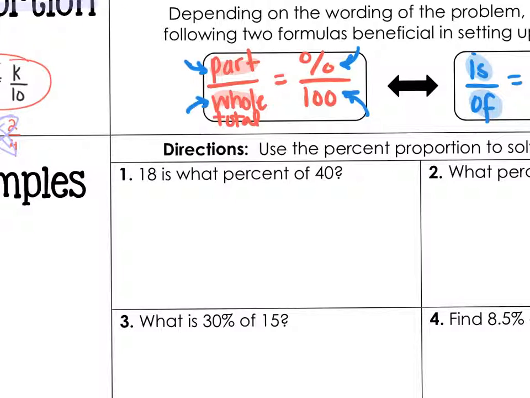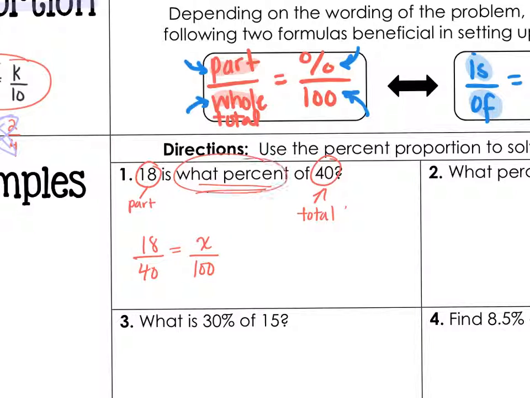18 is what percent of 40? So it looks like 18 is a part and 40 is the total. We are looking for the percentage. So 18 out of 40 equals what out of 100? Because it's what percent.